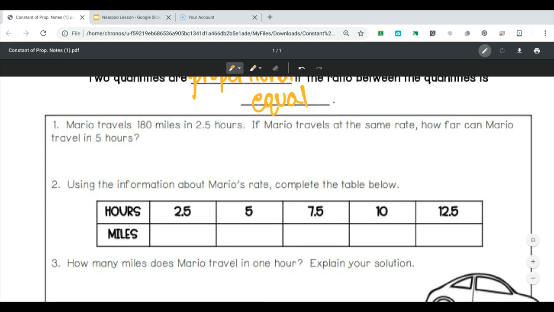So Mario travels 180 miles in 2.5 hours. If Mario travels at the same rate, how far can Mario travel in 5 hours? Okay, so I'm going to set up a proportion, aka a WKU. All right, so my words are going to be miles over hours. And I know that he traveled 180 miles in 2.5 hours. And I want to know how many miles he traveled in 5.